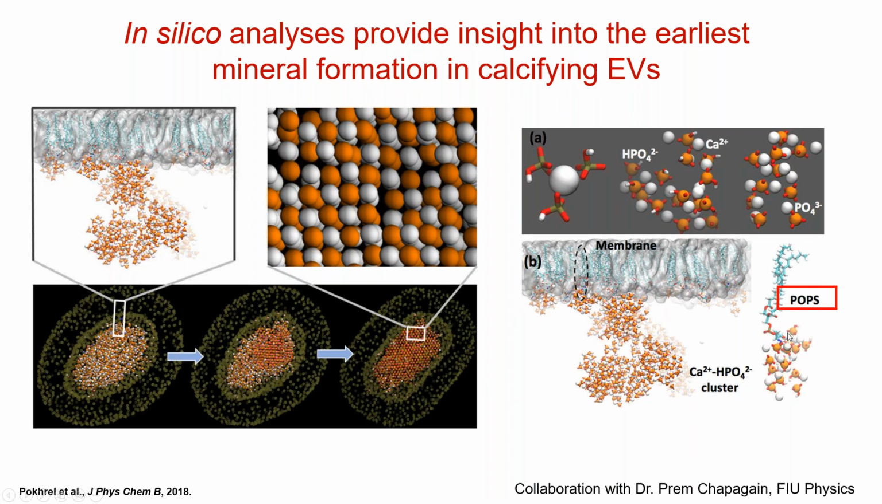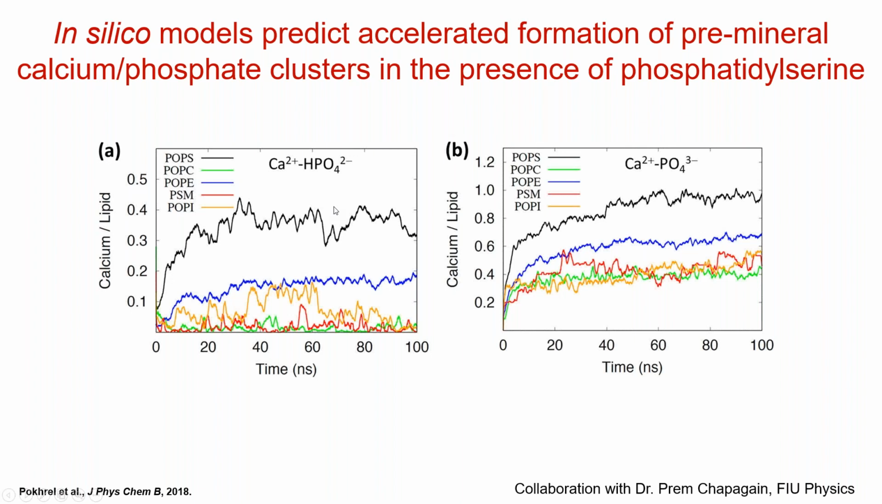calcification. And an important finding from that work was that the presence of phosphatidylserine would predictably increase the rate of calcification. So that's shown here. The association between calcium and phosphate groups is increased in phosphatidylserine. That negative charge of the phosphatidylserine lipid seems to help immobilize calcium and allow it to associate better with phosphate. And so just to bring it to a close here.